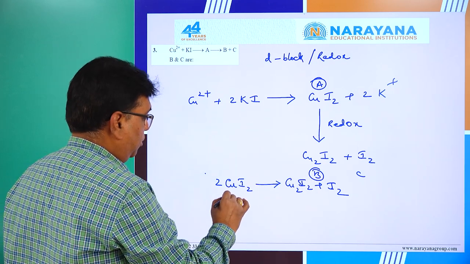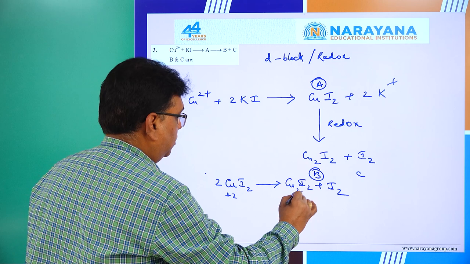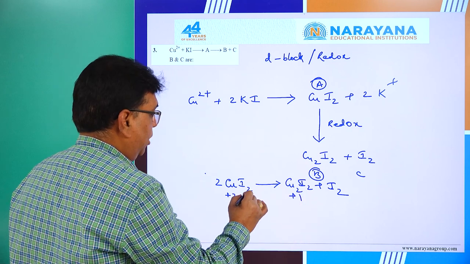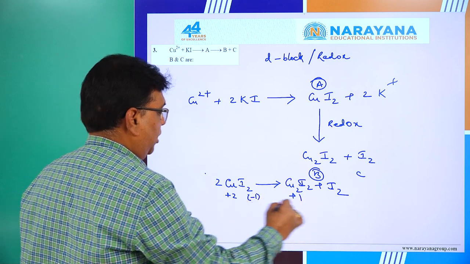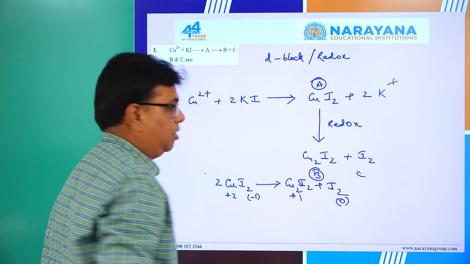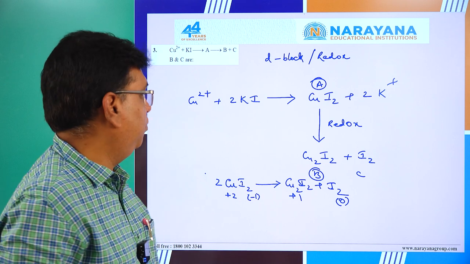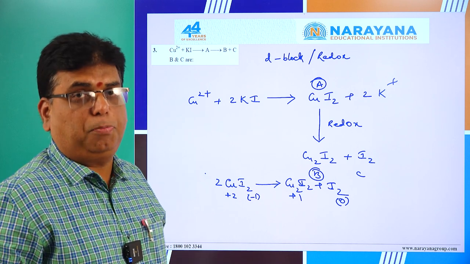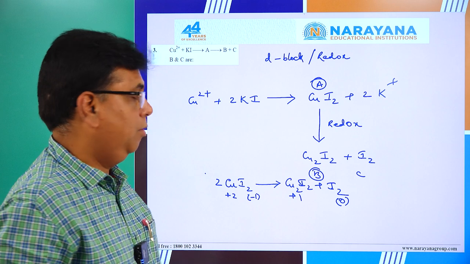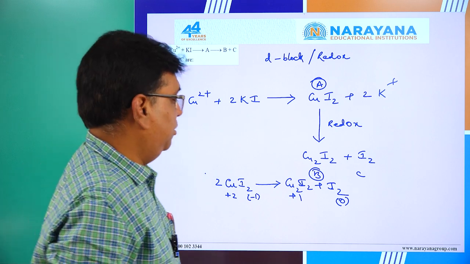Here copper is in +2 state, here copper is in +1 state, this is reduction. Here iodine is in -1 state, here iodine is in 0 state. So that is oxidation. So this is a redox reaction. It's a part of D block as well as redox, right? Let's go to the next.